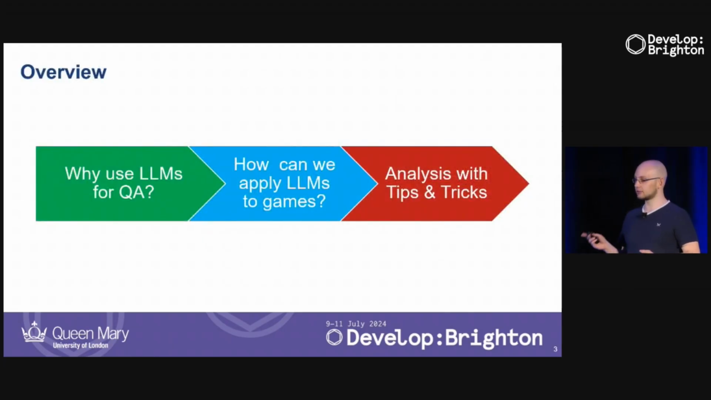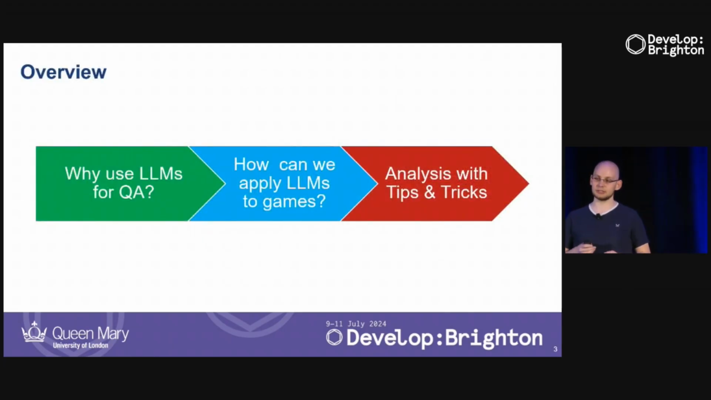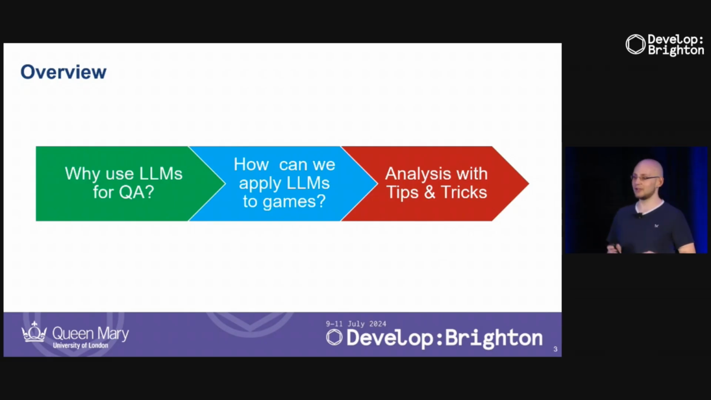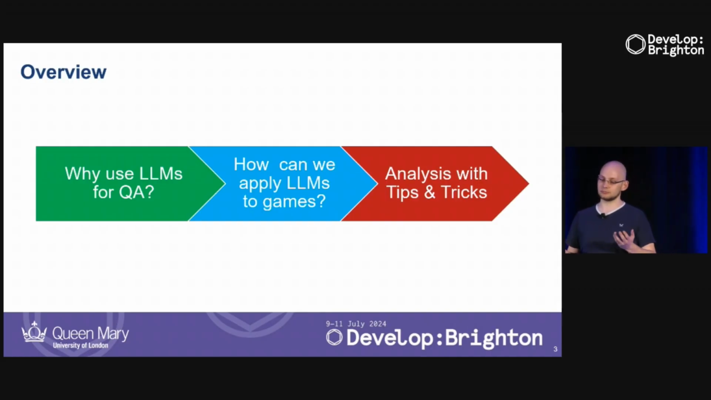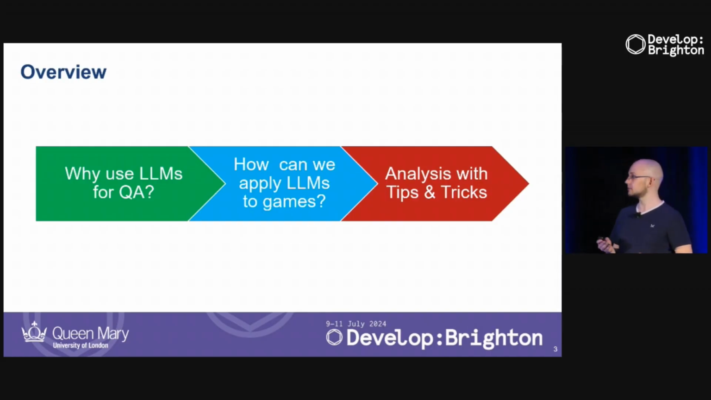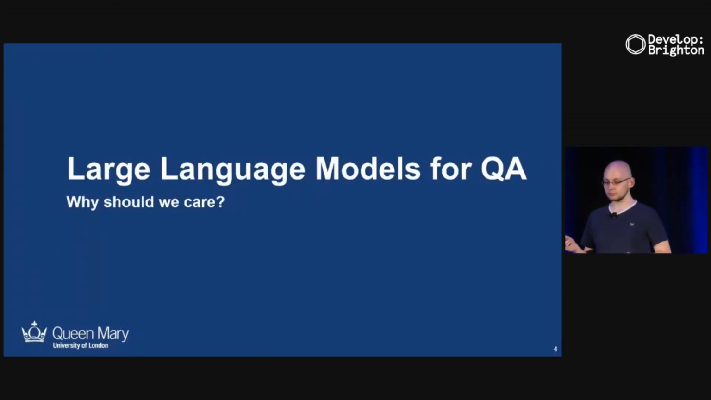And I split this talk into roughly three parts. First, let's talk about why we should actually care about large language model agents for quality assurance. Then, of course, how can we actually apply them to our games, create an agent that maybe plays games using large language model agents. And finally, analyze those agents, see what they can do well, what they can't do well, and come up with some tips and tricks for game developers or game quality assurance people to better use those agents.